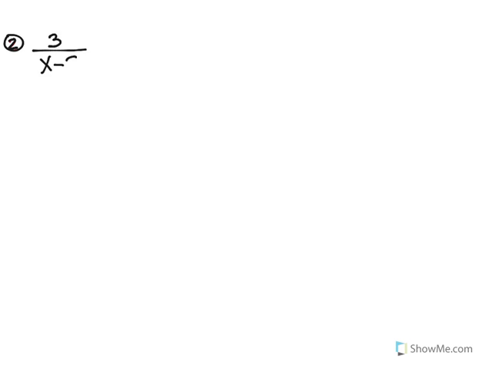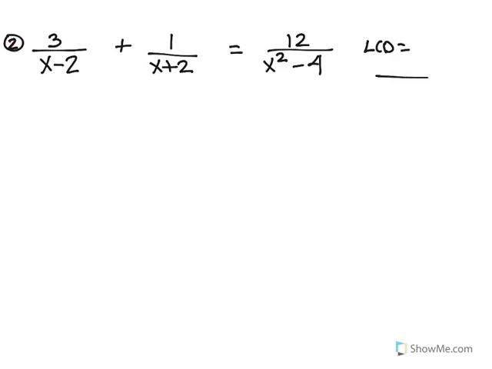Three over x minus 2 plus 1 over x plus 2 equals 12 over x squared minus 4. And like I said, I'll have these blanks on tests on the side where I want you to fill in. So looking at those denominators, that's my first step: I have x minus 2, x plus 2, then I have x squared minus 4.